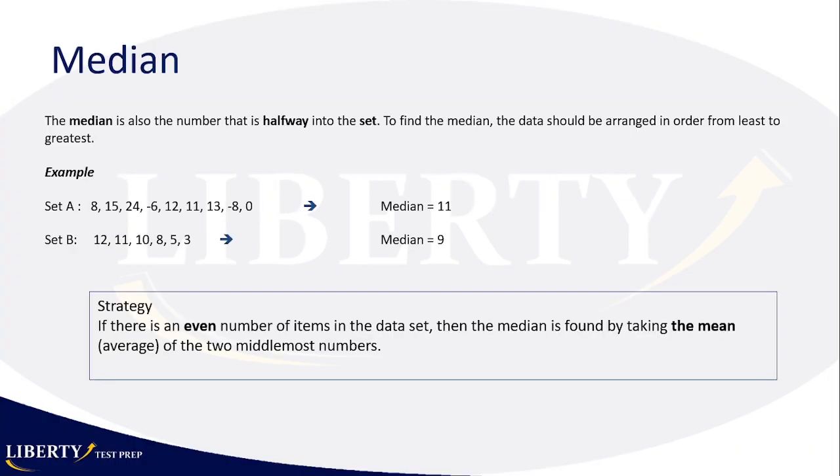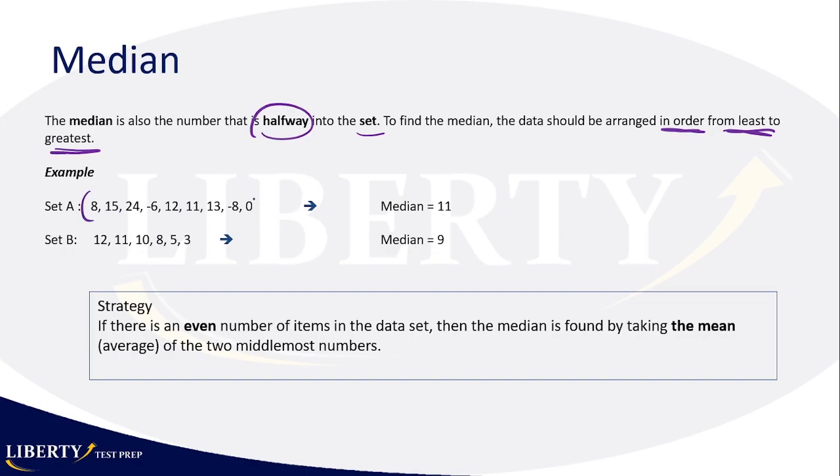Now we're going to come over a different concept, which is the median. Median questions are usually very easy, okay? What is the median? The median is the number that is halfway in the set. To find the median, the data should be arranged in order, ascending order from the least to the greatest element. So that's the first thing you want to do, is arrange your set in ascending order.